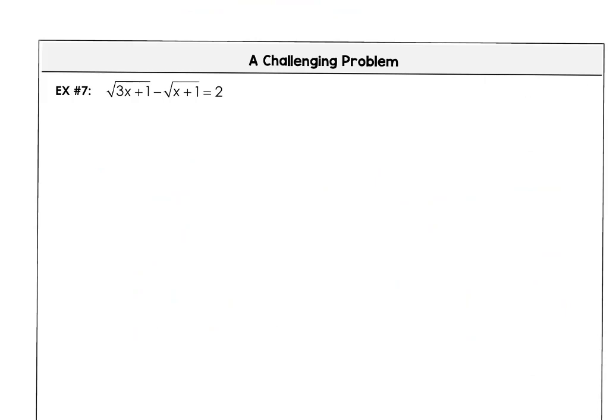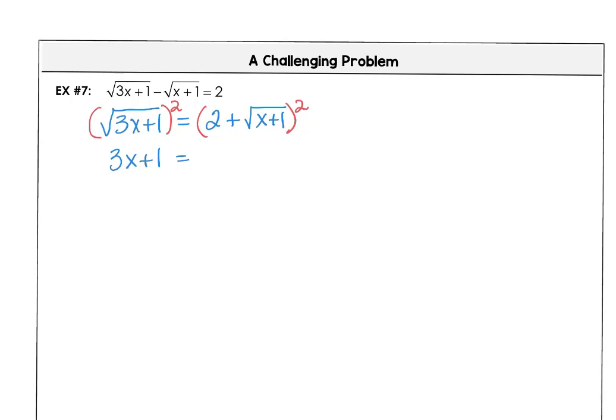Then to finish the lesson, we have a real challenging problem. Let's give this a try. On the left-hand side, we want to move one radical over to the other side. So we could add the square root of x plus 1 to the right side. Then our next step would be to square both sides so we could at least eliminate one of our radicals. And on the left, we got 3x plus 1. But on the right, we want to square this binomial.